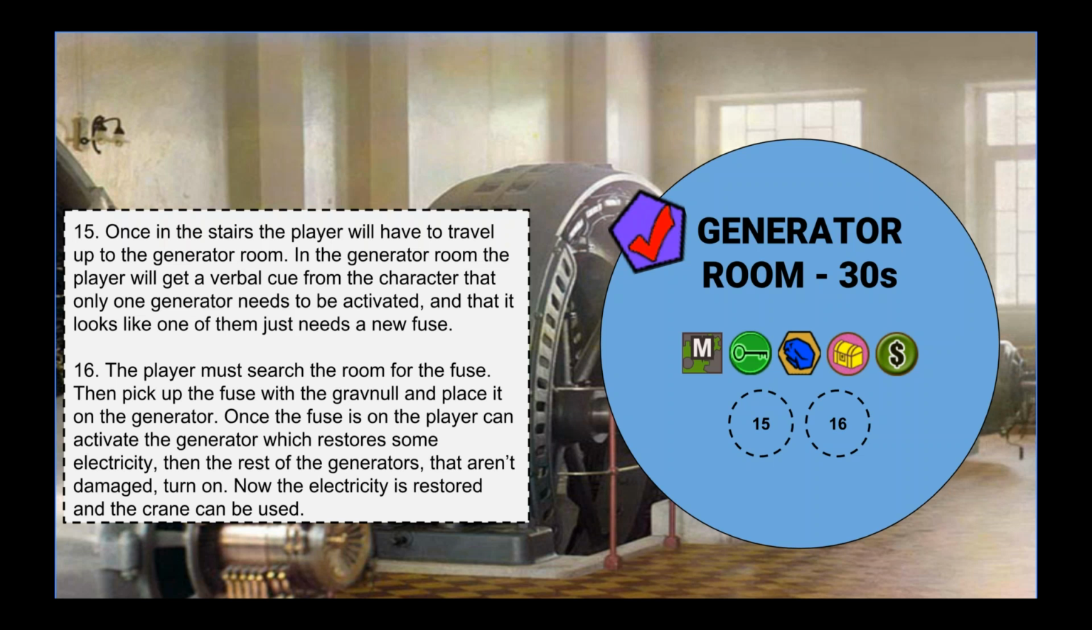So in the generator room, once they arrive, they get a verbal cue saying that they need to find the new fuse for the generator. And then here in note 16, they pick up the fuse with the grab-null and attach it to the generator. This now powers on the crane, and they can go forward and interact with the crane. All right? So really try to plan out what happens in each bubble and in each space.